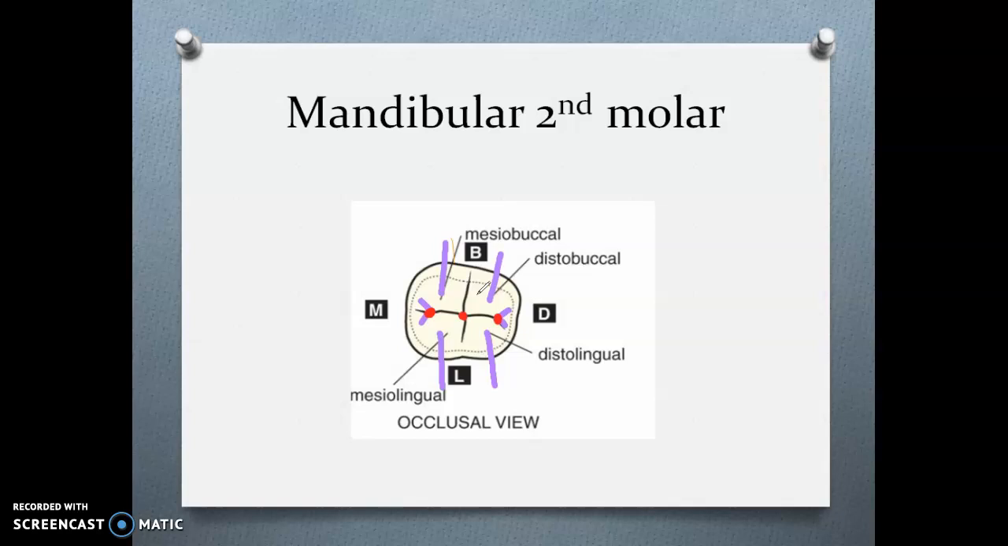After knowing the anatomy of the tooth, we can now start with the preparation. Remember, for every cusp that you have, you will have one mountain. 1, 2, 3, and 4. That is to protect the cusp.